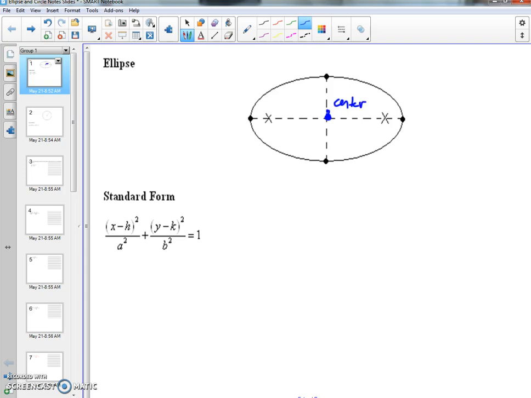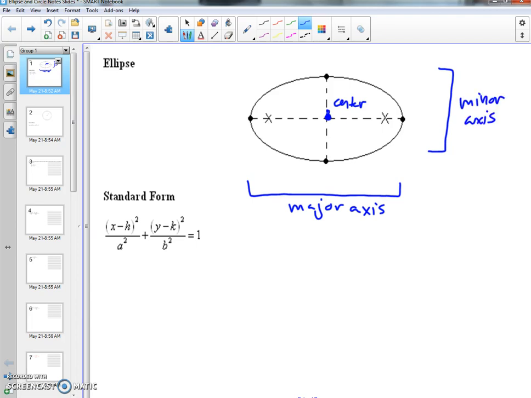Whichever side is longer, either horizontally or vertically, we call those the axes. Whichever is longer, we call the major axis. Whichever is shorter, we call the minor axis. So sometimes the vertical axis will be the major, sometimes it'll be the minor. It just depends on which one is longer.